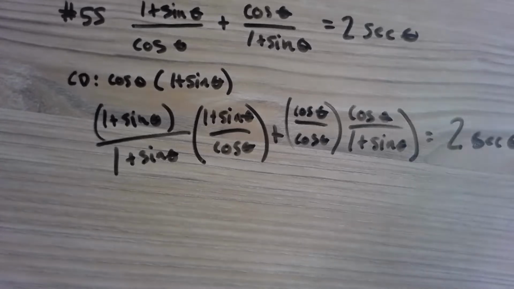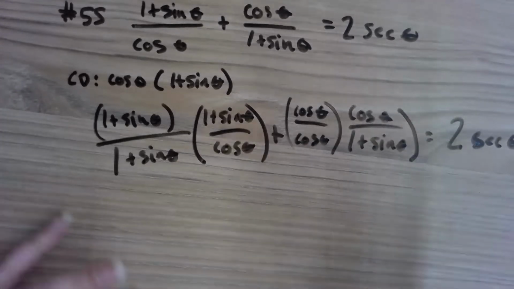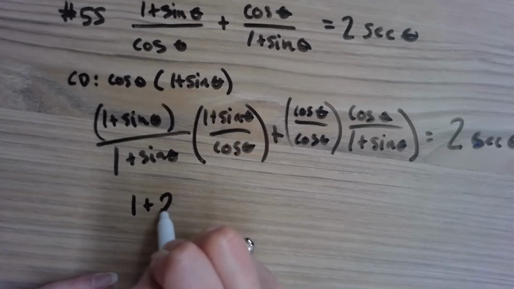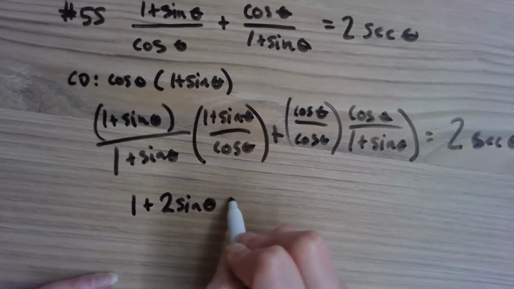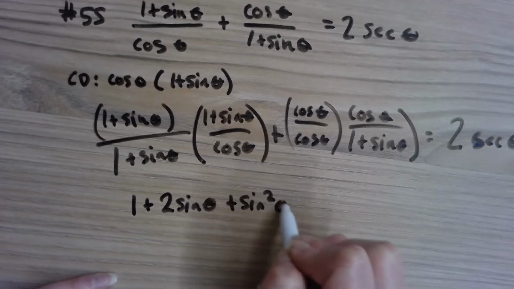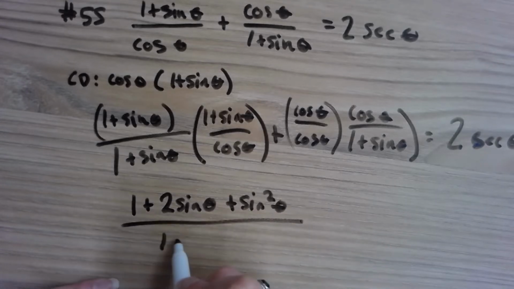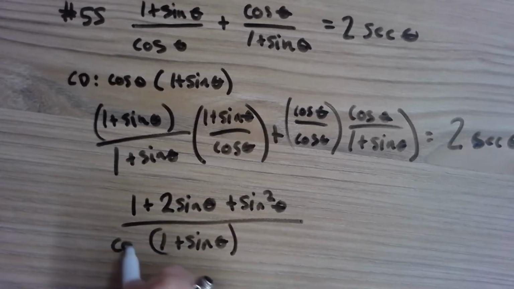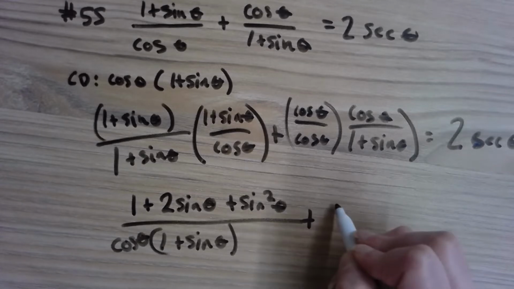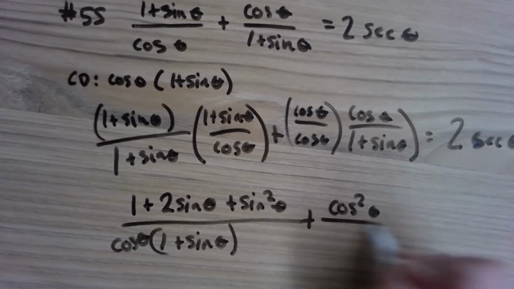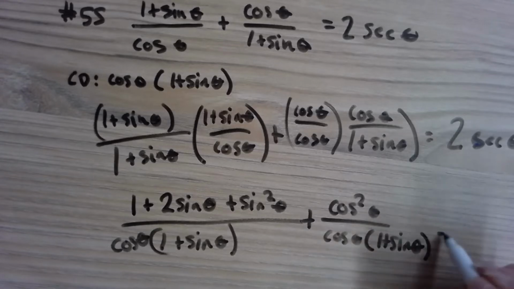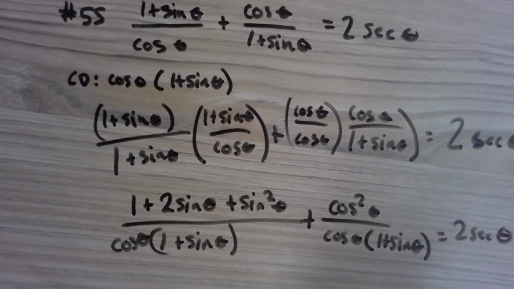Okay, so looks intense. We got this. So we're going to distribute this. So 1 plus 2 sine theta plus sine squared theta over (1 plus sine theta). And I'm just going to leave this cosine on the outside. Plus cosine squared theta over cosine theta times (1 plus sine theta) equals 2 secant theta.